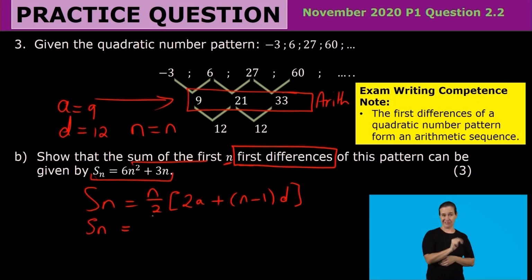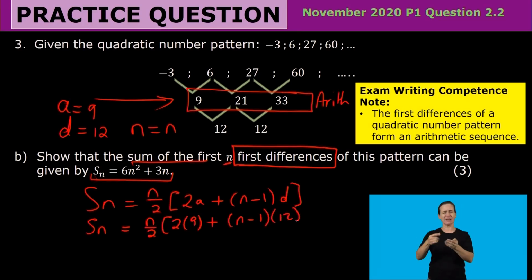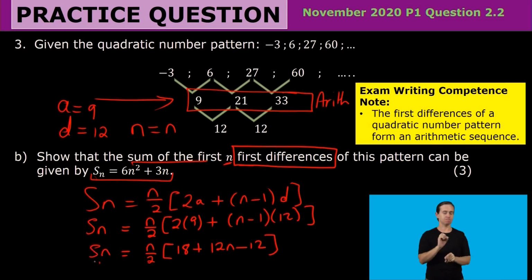So that means it's going to be Sn is equal to n divided by 2, and in the bracket we have 2 multiplied by 9, plus n minus 1, and the difference is 12. When we are simplifying that bracket over there, we are going to have 2 multiplied by 9 is 18, plus 12n minus 12. We can keep it as Sn, but when we simplify that bracket there, that is going to be the 18 minus the 12. So we still have n over 2, and we have 12n, and 18 minus 12 is going to be a positive 6. And we have that there.